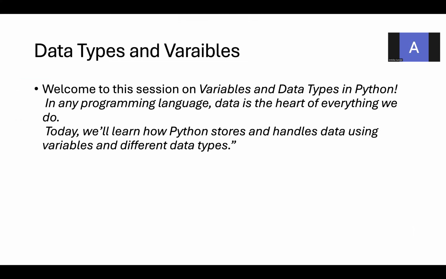Whatever the programming language, be it Java, C, C++, or Python, you have to store the data and you should know how to handle it. Basically, all programming languages work with data. For that, you have to create a variable to store the data and define what kind of data you are going to store in the variable. That determines the data type of this data. That is what you are going to learn today.